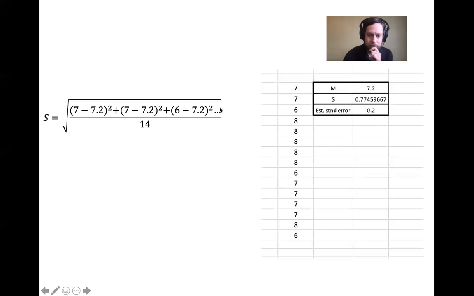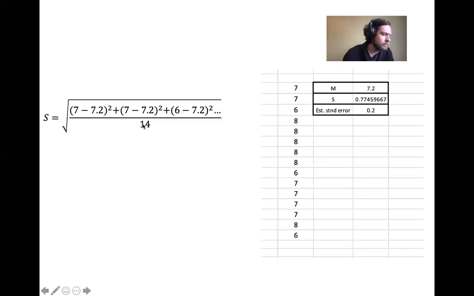8 minus 7.2 squared. Yep, 8, which is this number right here, minus the sample mean, 7.2, in parentheses, and then you square that difference. And then you would do that 15 total times. So you go all the way down eventually. The very last one would be 6 minus 7.2 squared. Then you would eventually have 15 things. You would take the sum, you would add those 15 things together, and then you divide by 14.